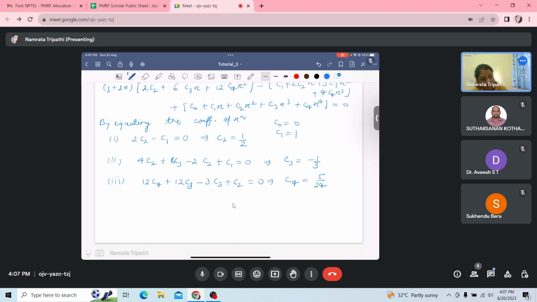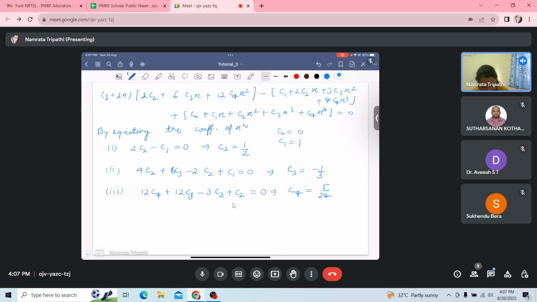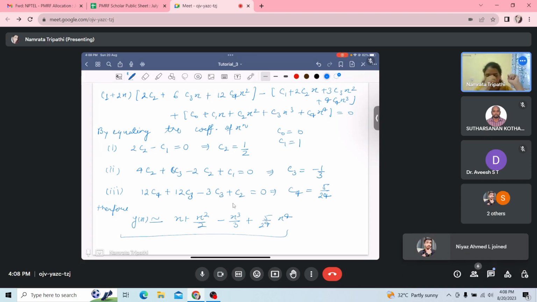Now the fourth degree polynomial approximation you can say is, therefore, because C0 is 0, C1 is 1, C2 is 1 by 2, C3 is 1 by 3, and C4 is 5 by 24 x to the power 4. So this is the answer. Is that clear? Tell me if there is any doubt. Is it clear?